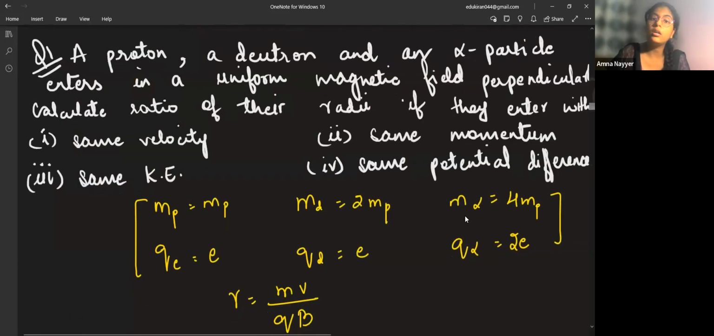This time proton, deuteron and alpha particle were given. Any particle can be given to you, so you have to relate it. It can be given that a proton and an electron are only kept, right? So different questions can be there, but mostly alpha particle and proton are given together, because everything is related. You are able to easily cancel it.